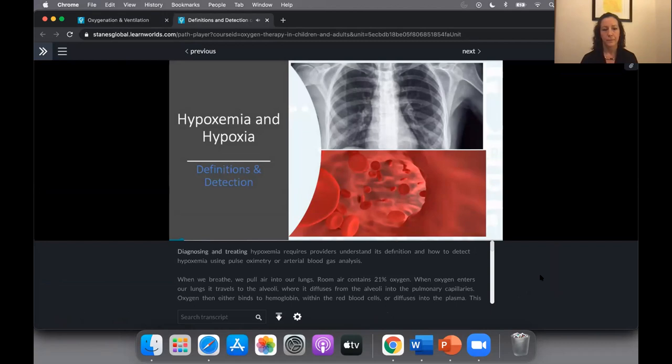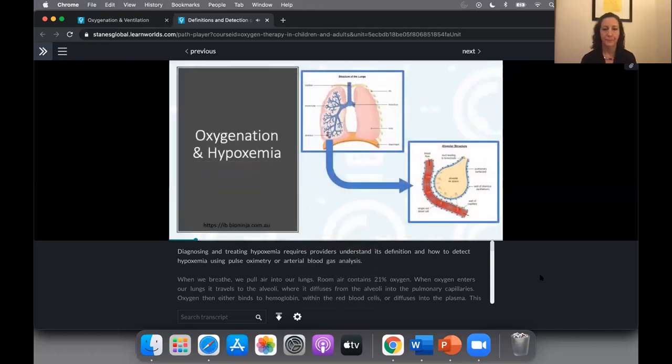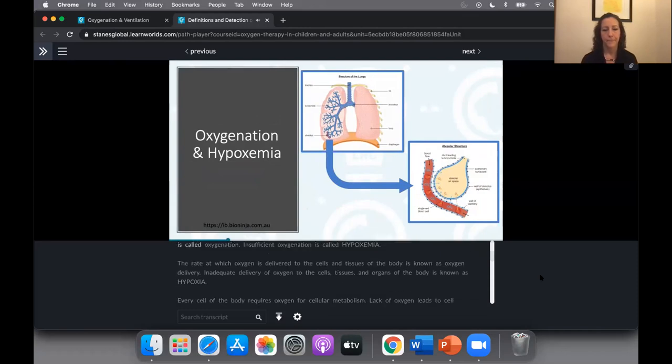Diagnosing and treating hypoxemia requires providers understand its definition and how to detect hypoxemia using pulse oximetry or arterial blood gas analysis. When we breathe, we pull air into our lungs. Room air contains 21% oxygen. When oxygen enters our lungs, it travels to the alveoli, where it diffuses from the alveoli into the pulmonary capillaries. Oxygen then either binds to hemoglobin within the red blood cells or diffuses into the plasma. This is called oxygenation. Insufficient oxygenation is called hypoxemia.